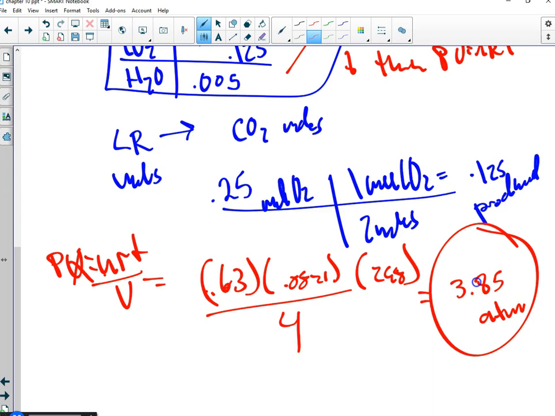We okay with that? Who had done this problem and got it right? 1, 2, 3, 4, 5, 6, 7, 8, 9, 10, 11, 12. Okay, that's progress because that was 1 before. That is a 1,200% increase. Yes.